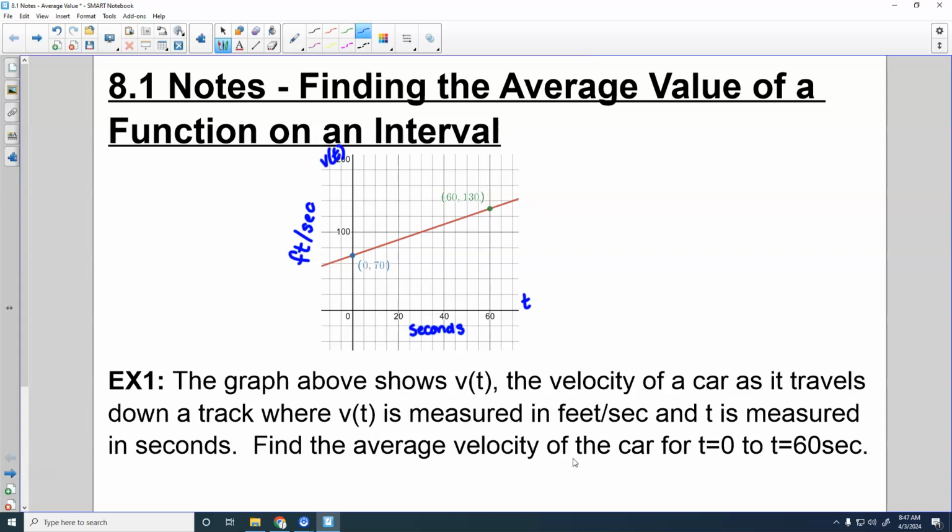Now, that is knowing distance. Do we have distance on this graph? We do not. So this particular one is a little bit easier to see because we have a straight line. What is my velocity whenever time is 0? 70. And what is my velocity whenever time is 60? 130. So if my velocity is 70 at the beginning and 130 at the end, what do you think average velocity was?